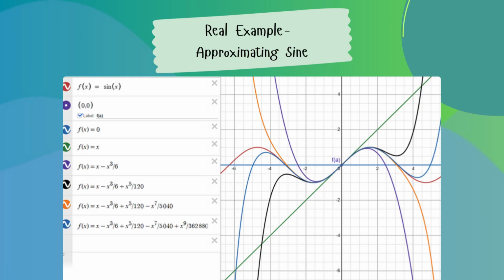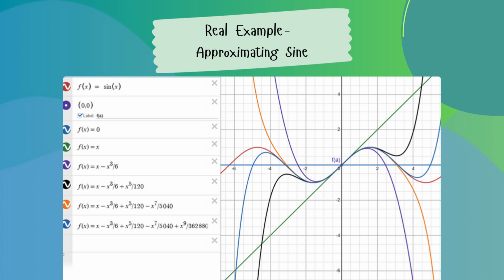Now, approximating sine. Let's bring this to life with a familiar example, the sine function. Near x equals 0, the function sine of x starts off flat, just 0. That's your 0th approximation, a flat line. The first derivative is 1. So the next step gives us the line y equals x. That's already not bad. But sine is curved, so we add a negative cubic term.